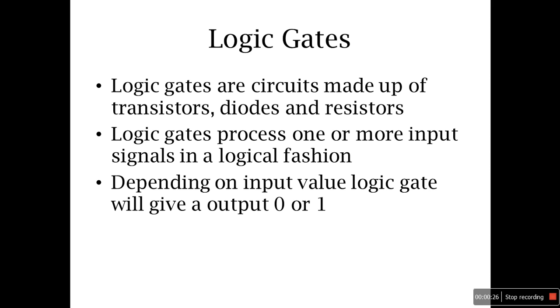Let's start our session. Logic gates are circuits made up of transistors, diodes and resistors, and they process one or more input signals in a logical fashion. After performing the operation, it produces the output as 0 or 1 based on the input and the logic gate on which it is working.